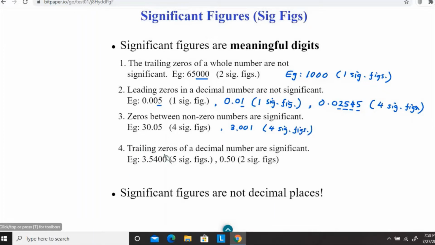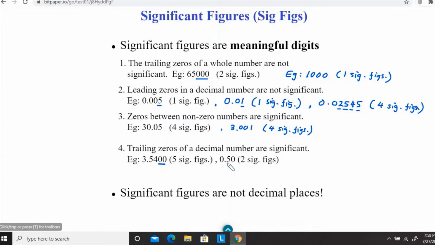Rule number 4, trailing zeros of a decimal number are significant. So you can see that's the decimal point, so it's a decimal number. If you have trailing zeros, these 2 zeros are significant. So then you add these digits, these are significant, so there are 3 significant digits here, and the trailing zeros are also significant, so you have 5 sig figs.